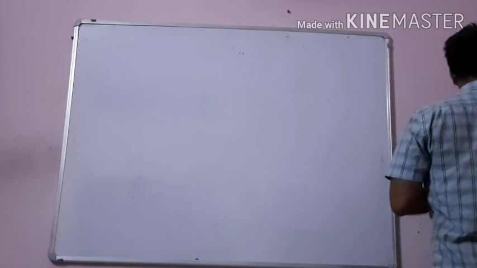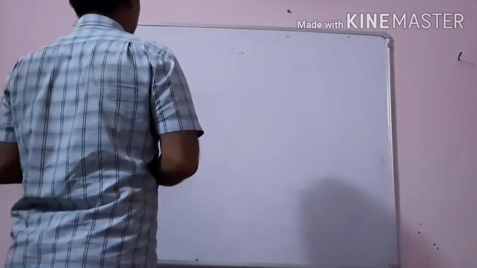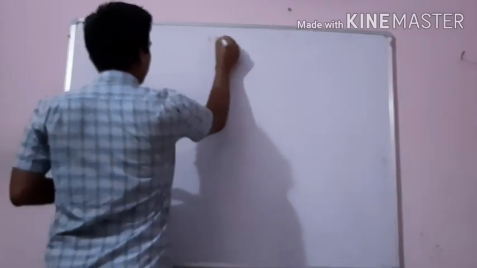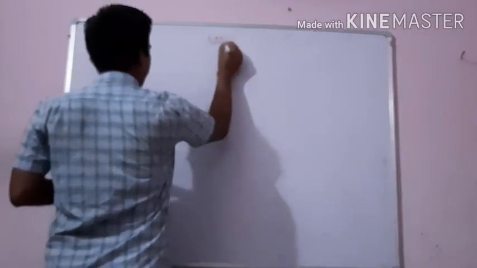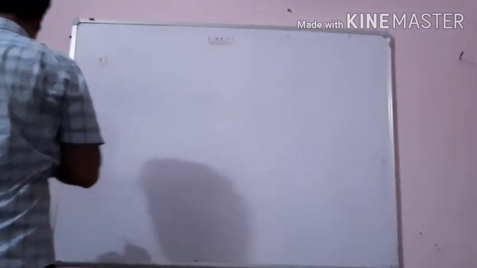Good morning, students. In the last class, we saw up to question number 2 of exercise 7.2. Today we will see question number 3. What information has been given in question number 3?